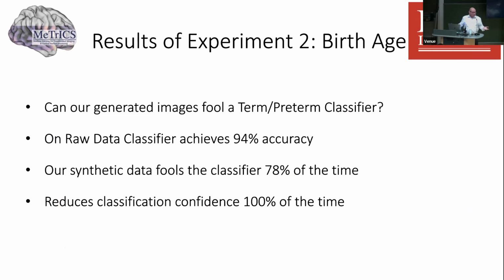We can also quantify our results, right? So you could train a classifier. You could say, hey, preterm, term, classify them for me, and see if our fake preterms and terms fool this classifier that's been independently trained. So our classifier has a 94% accuracy, but on my fake data, it's fooled 78% of the time, and 100% of the time the confidence is dropped because it's not quite been fooled, but almost.